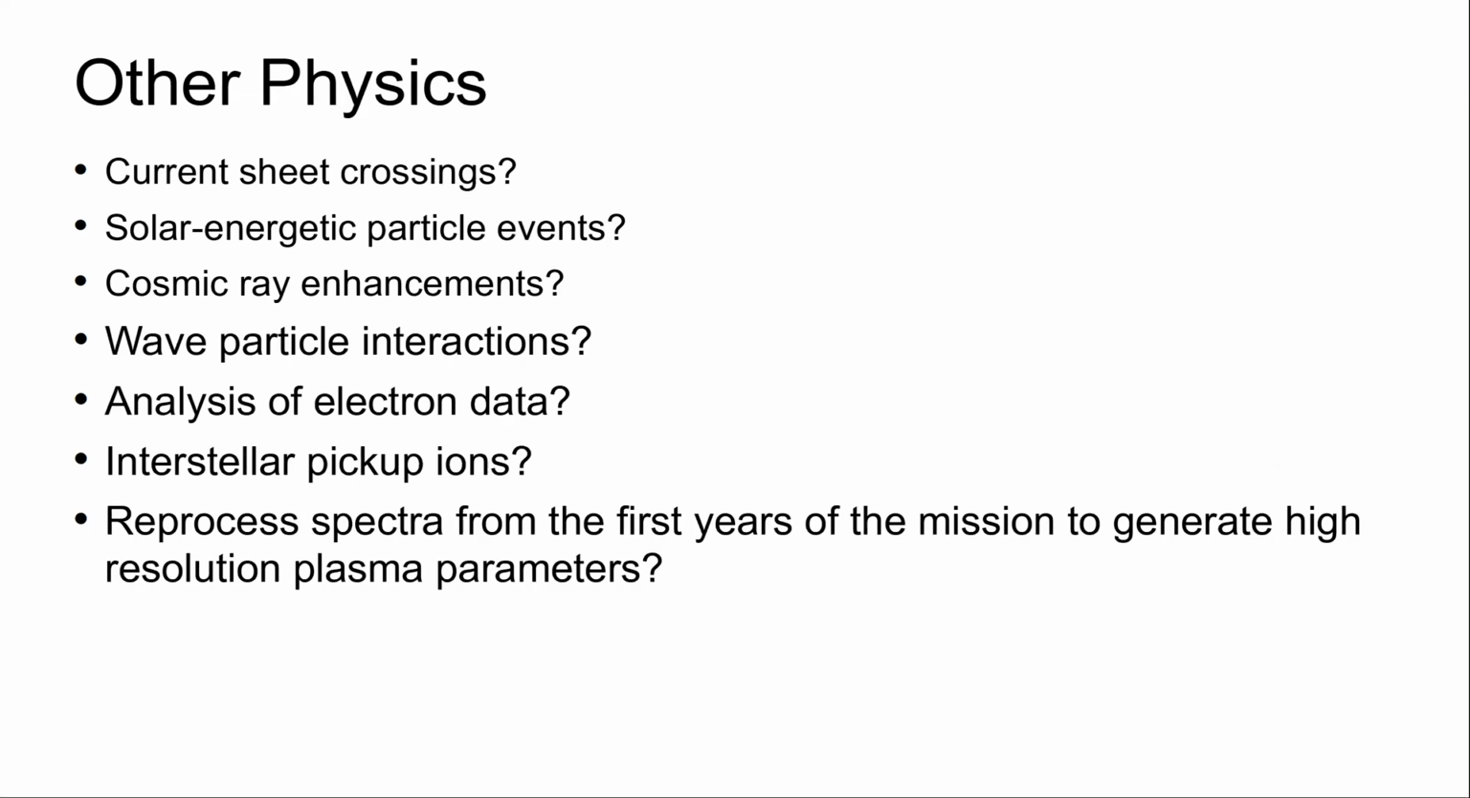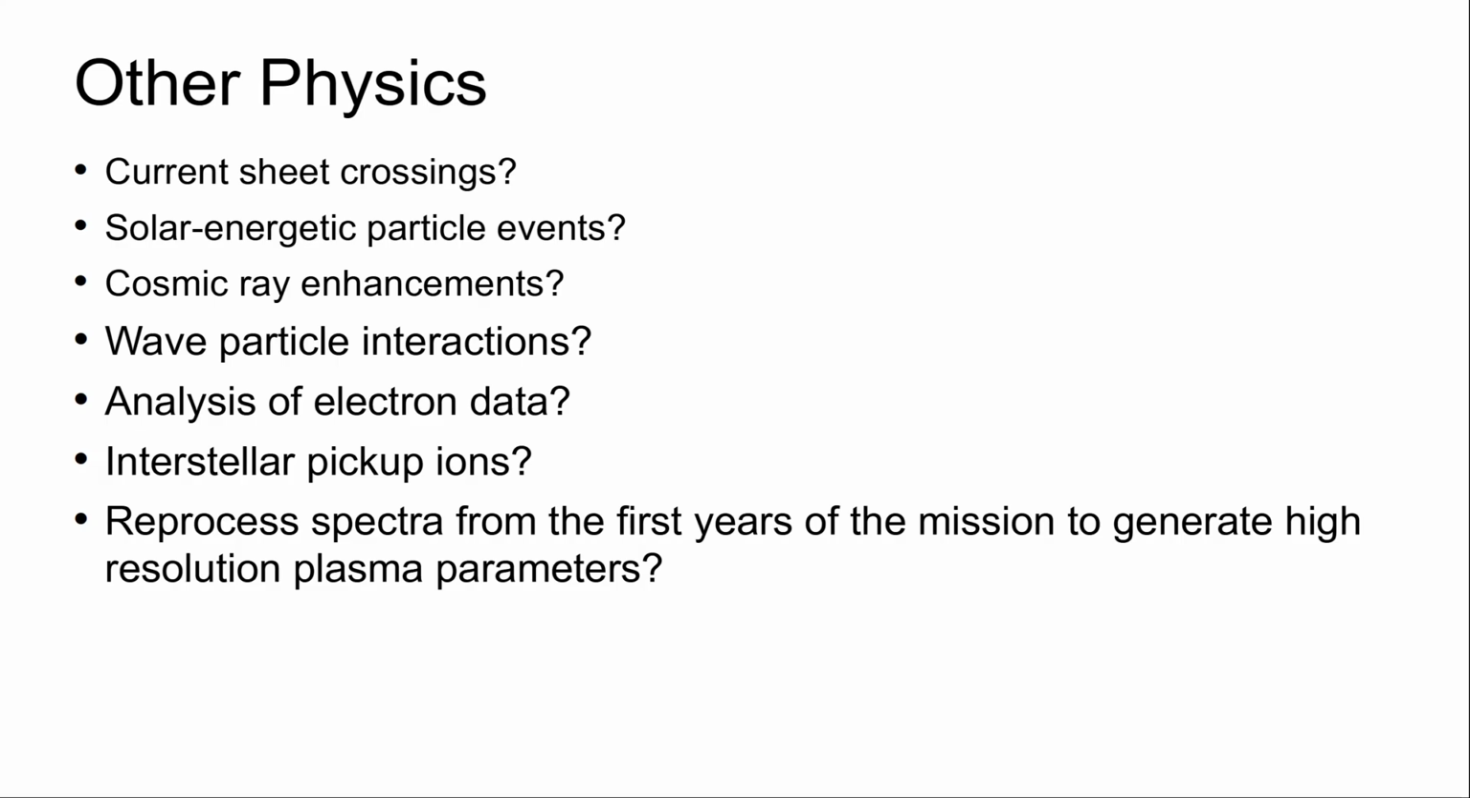There's a list of other things you could do. You could look at how spectra change during current sheet crossings, and there's got to be some information you could get looking at low energy particle events. Cosmic ray enhancements could affect the spectra somehow, and wave-particle interactions. There's got to be something going on there.